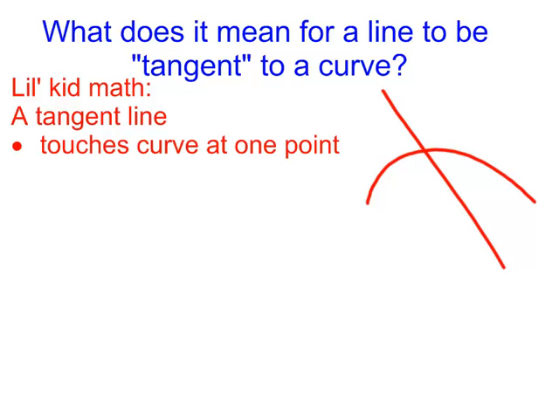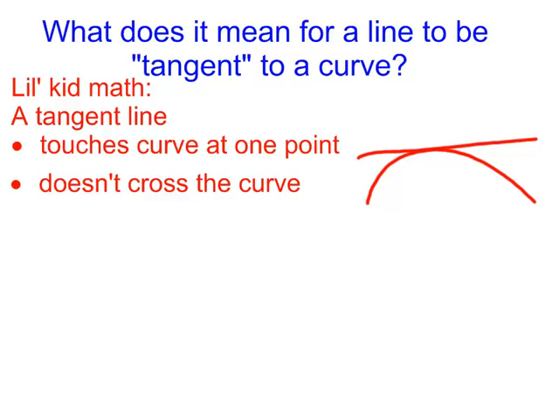So then the definition typically evolves into, okay, well it touches at one point, but it can't really cross the curve. So here I see it crossing over the curve, whereas if I draw it like this, it doesn't cross the curve. Okay, well let's add that bullet point.